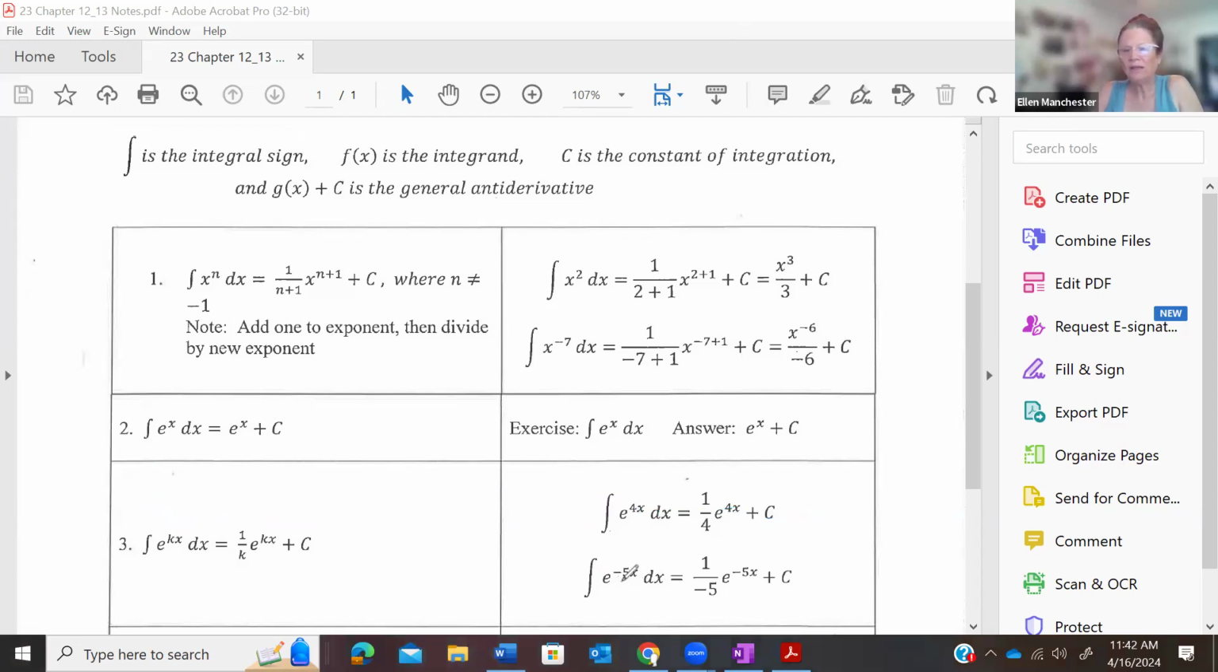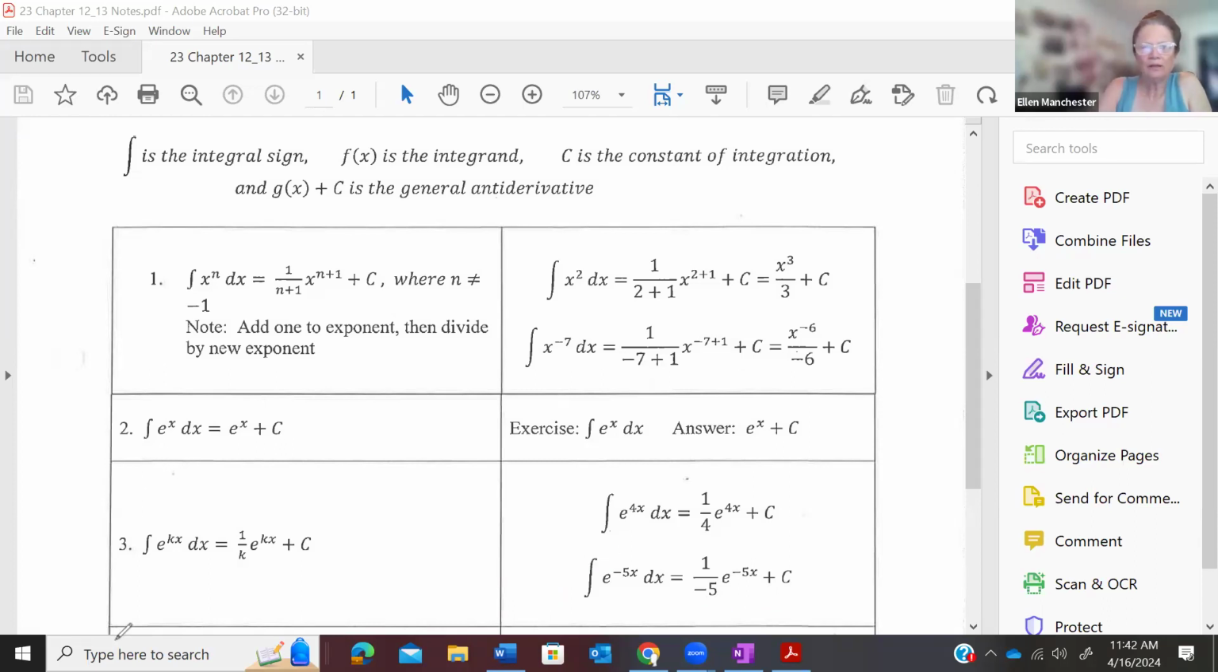Okay, on the next one, e raised to the negative 5x. It's going to be repeat e raised to the negative 5x divided by negative 5. Okay, so e to the negative 5x divided by negative 5. So I get negative 1/5 e to the negative 5x plus c. And that's where this comes in. Okay, so that's your second specialty one.